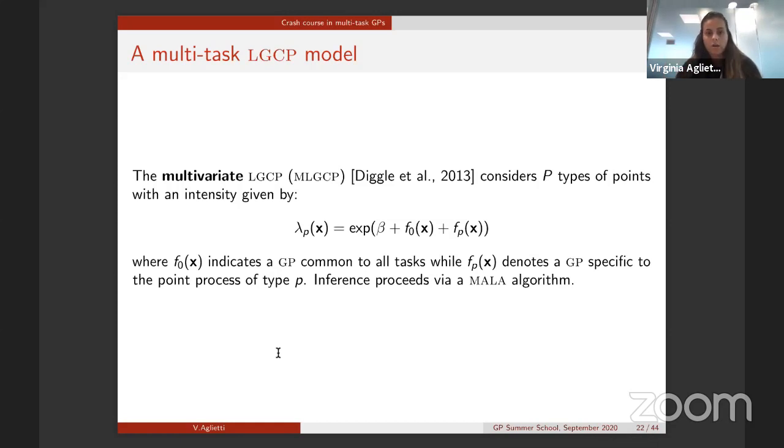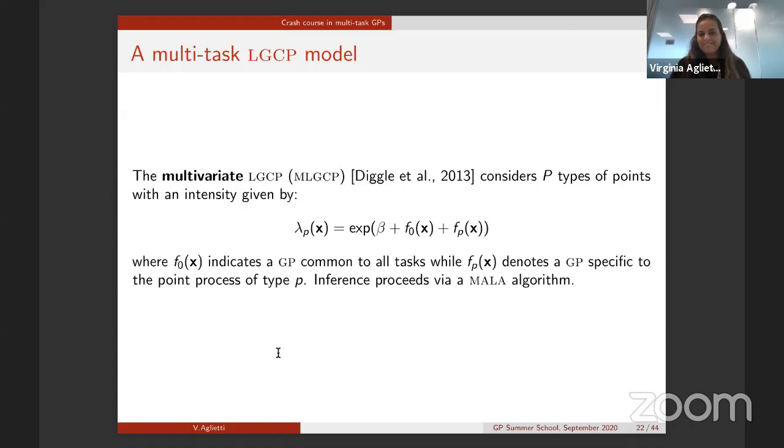So the idea is still the same, and one of the first multivariate LGCP models was developed back in 2013, still by Peter Diggle. The idea was to consider P types of points, so P intensity functions, where the intensity function for the process p is given by the exponential of one GP that is defined as the sum of two different GPs. The first one is a task-specific GP, f_p, and then there's another GP, f_0, that is shared across different processes. So by considering this common GP f_0, you induce correlation between different intensity functions.